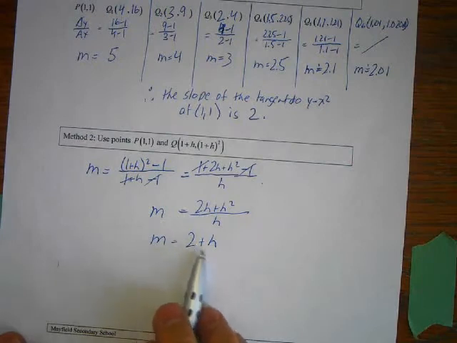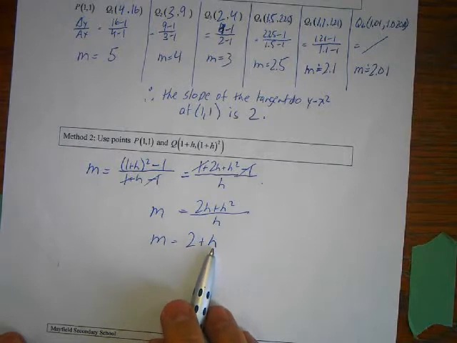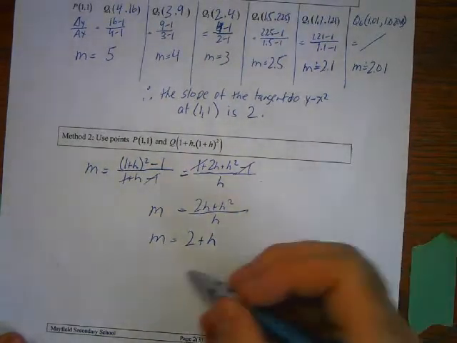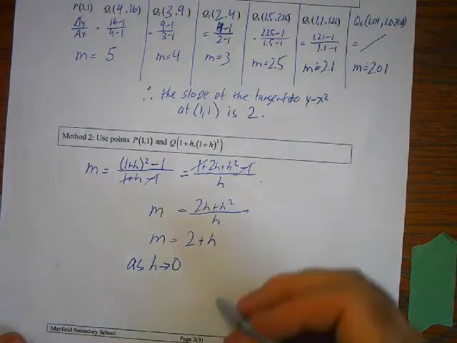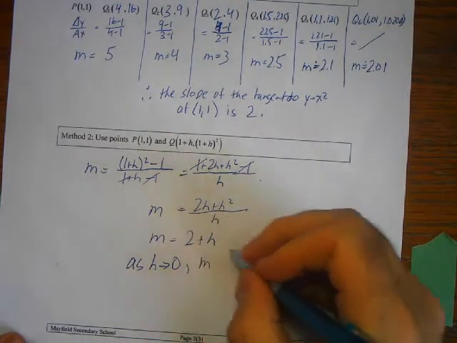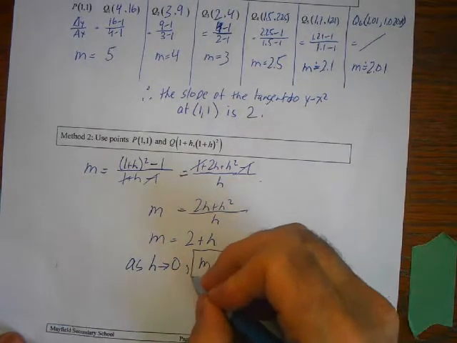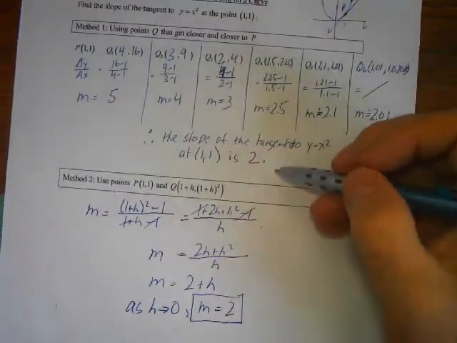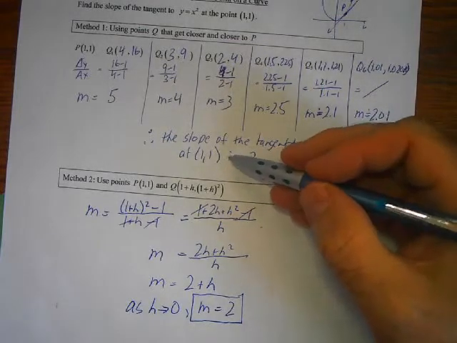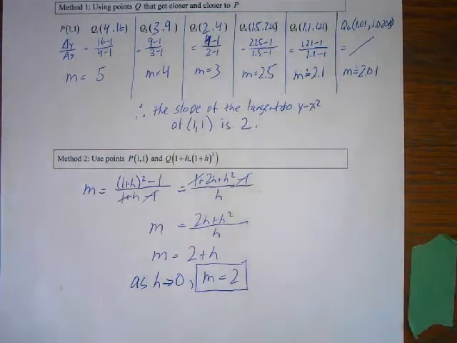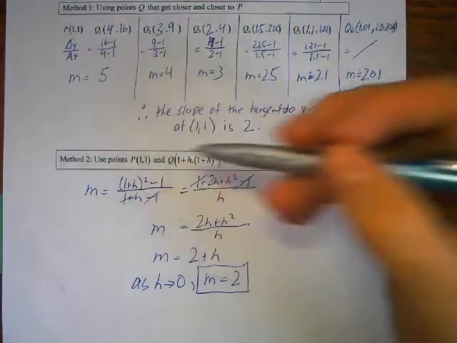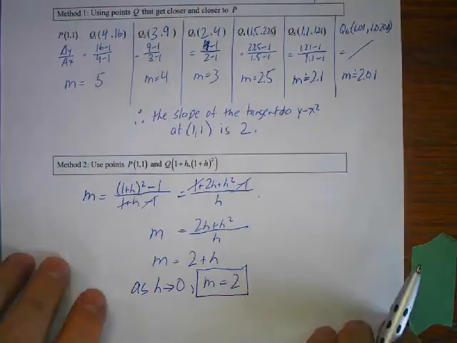Now what we really want to do is make h so small that we consider it to be 0, that P and Q are the same point. So this is where the exactness comes in. We say as that difference between the 2 points approaches 0, our m approaches or becomes 2. Okay, which matches up with what we said here. The slope at the point 1, 1 of y equals x squared is 2. So this is the approach we're going to be using when we do slope of tangents at the beginning of this course.